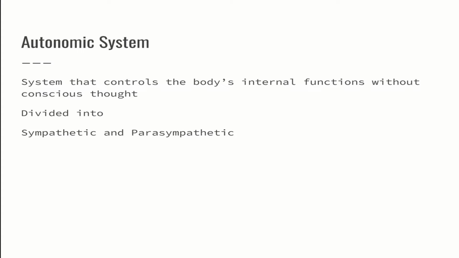The autonomic system is what controls the internal functions of the body that we don't have to donate conscious thought to. So our heart beating, that is an autonomic function. Our lungs breathing, autonomic.